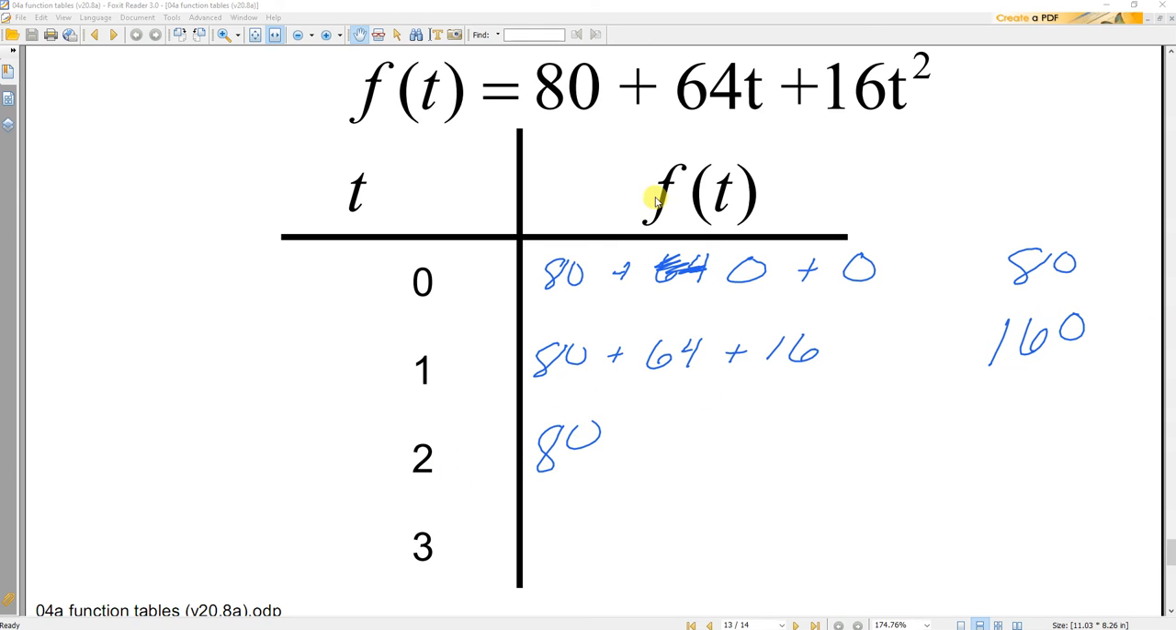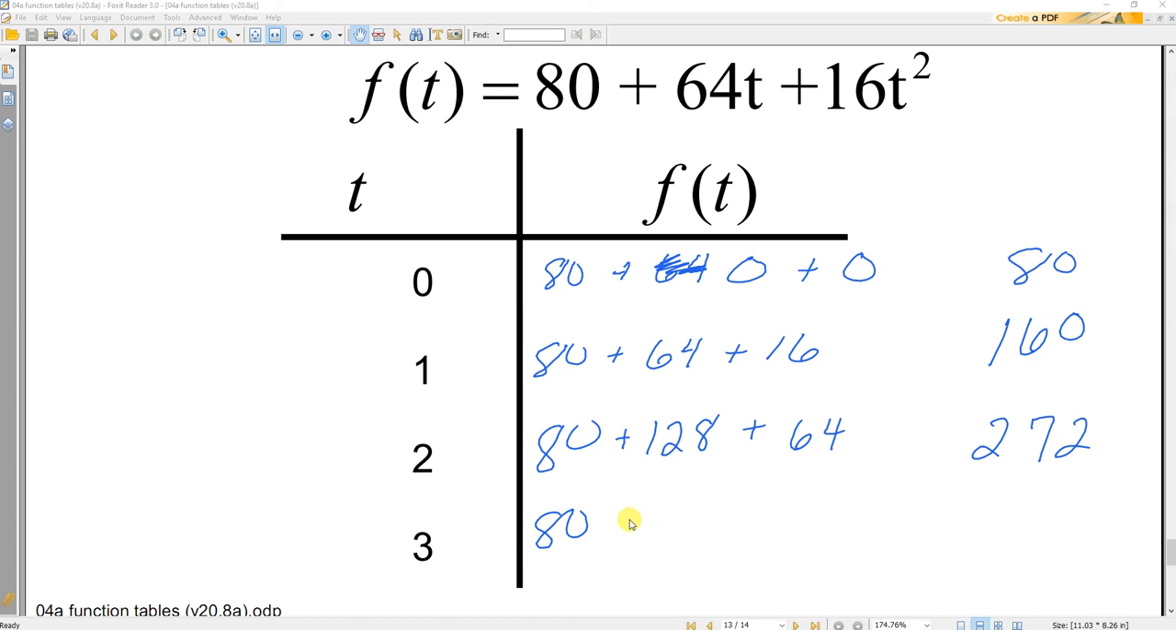80. 64 times 2 is going to be 128. Okay, this is 2 squared, which is 4. 4 times 16 is 64. Adding them together, 80 plus 128 plus 64. Yes, I'm using a calculator. 272.